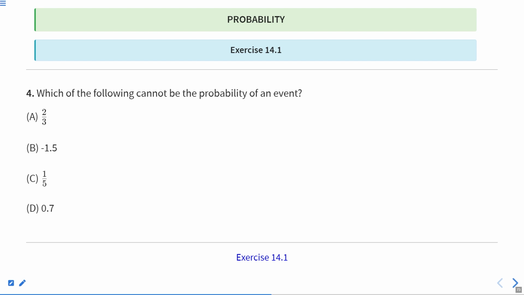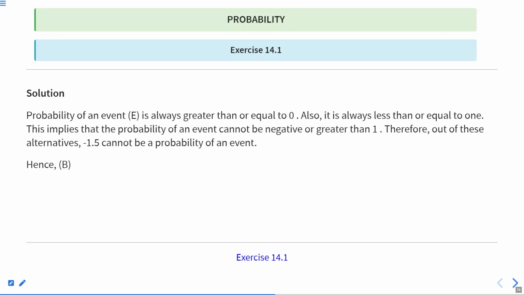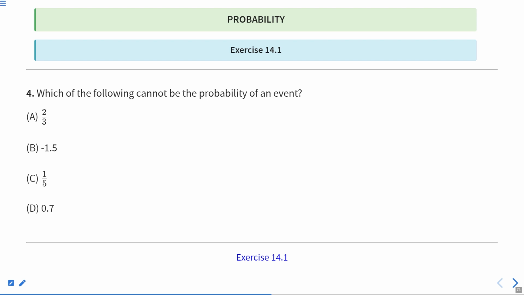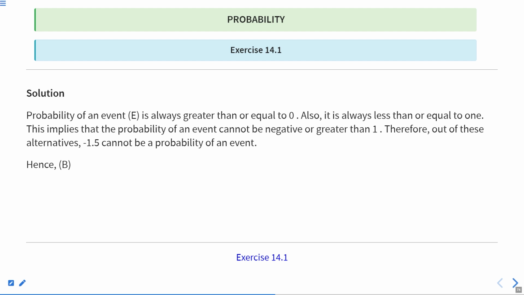Here we know that the probability of an event E is always greater than or equal to 0, and it is always less than or equal to 1. This implies that the probability of an event cannot be negative or greater than 1. Therefore, out of these alternatives, minus 1.5 in option B cannot be the probability of an event. Hence option B is the correct answer.